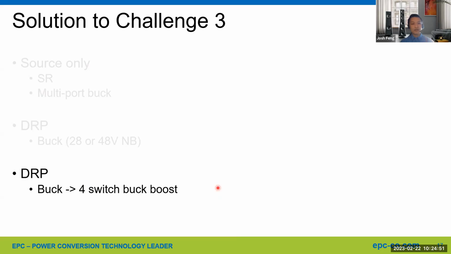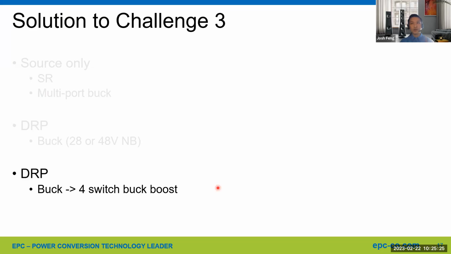The last solution is for challenge number 3. Conventionally, USB is always 5 volt, 12 volts. But in the future, you're seeing some 20 volt or 28 volts coming up, and then 36, 48 volts. A conventional buck or conventional buck boost is not sufficient anymore. What we're seeing is more 4-switch buck boost topologies being released in the market.